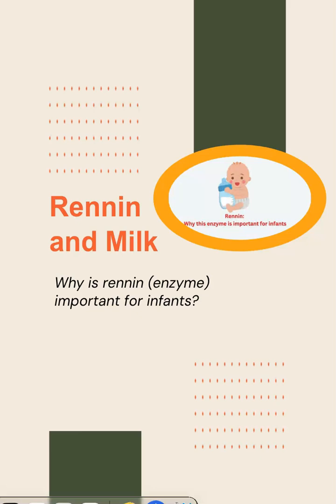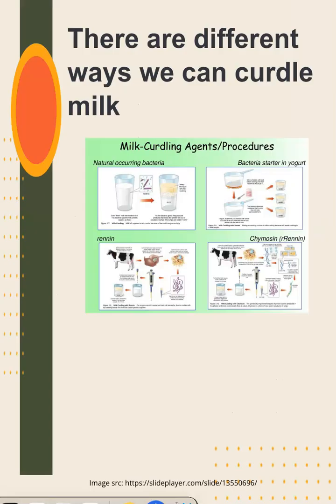The first activity that we're going to do in lab is looking at rennin and milk and trying to figure out how temperature can affect enzyme. So here the enzyme is the rennin. And rennin is really important for infants. So first, a little bit of background about rennin.